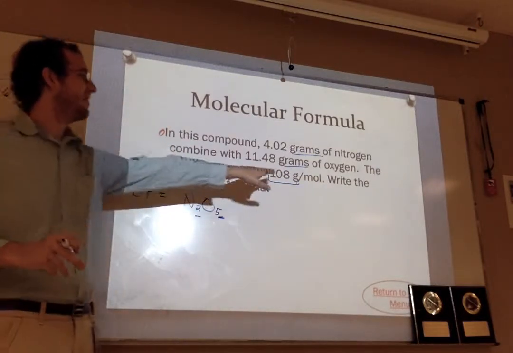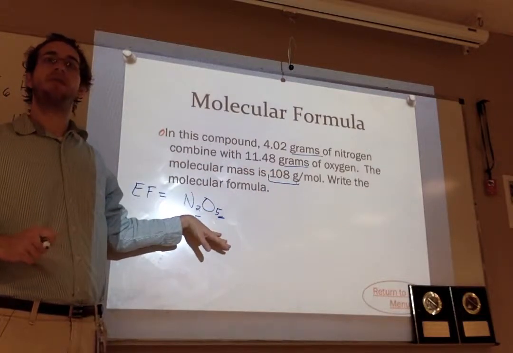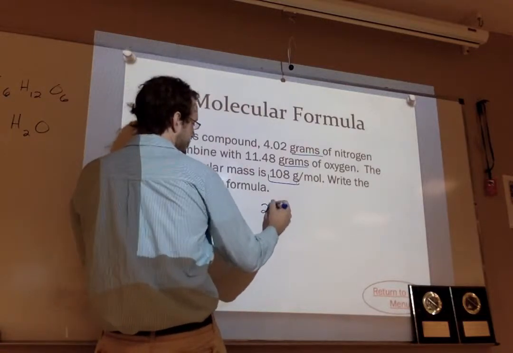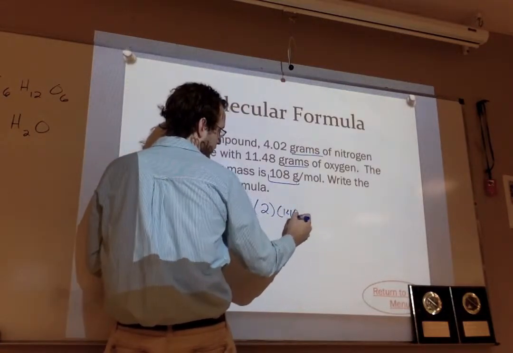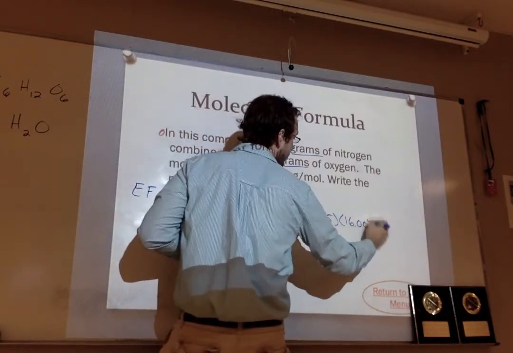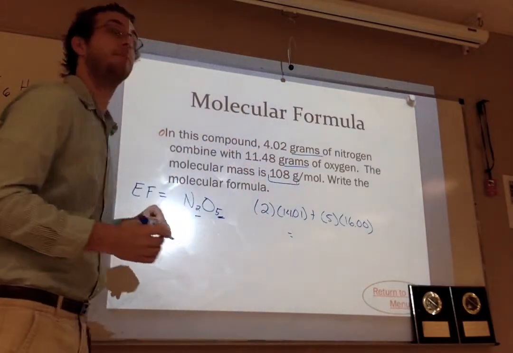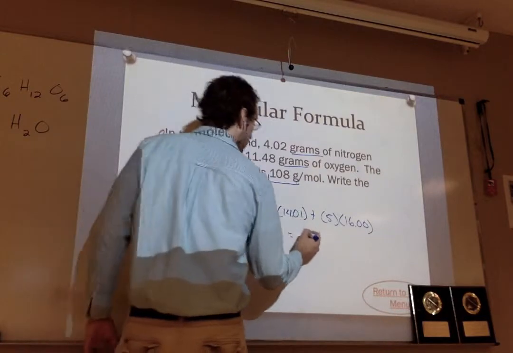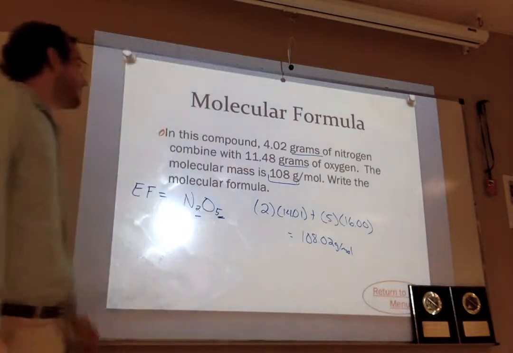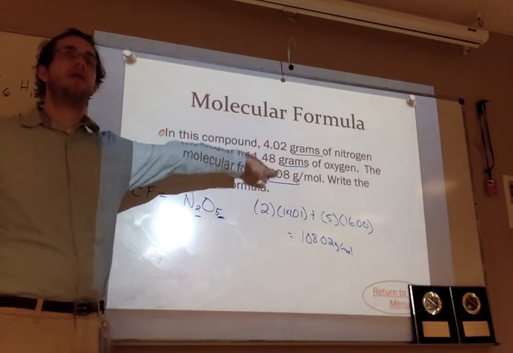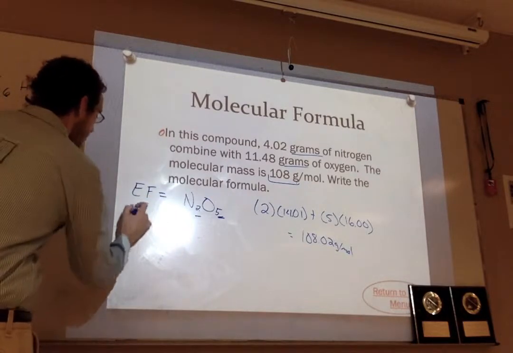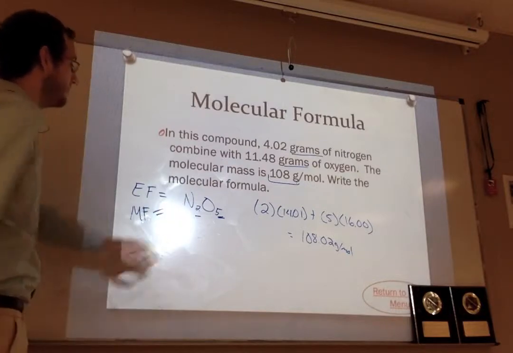Could we compare this larger molar mass to our smaller molar mass? Let's find the molar mass for this molecule: 2 times 14.01 plus 5 times 16. What do you get? 108.02 grams per mole. Nice. So how many times bigger is the actual molecule than our empirical? It's not. It's one. You keep it. This is both your molecular formula and your empirical formula, N2O5.